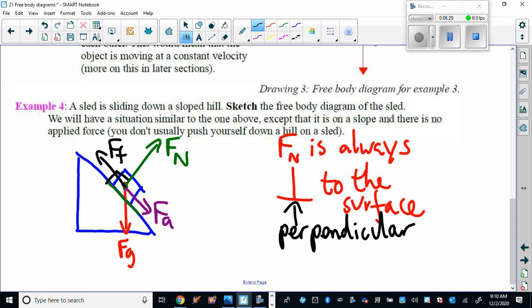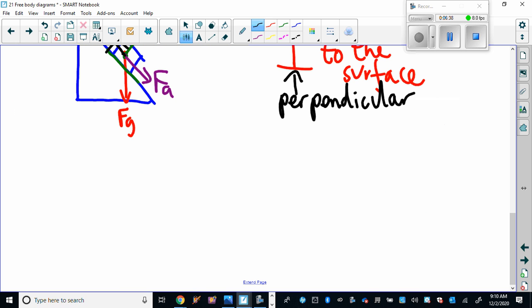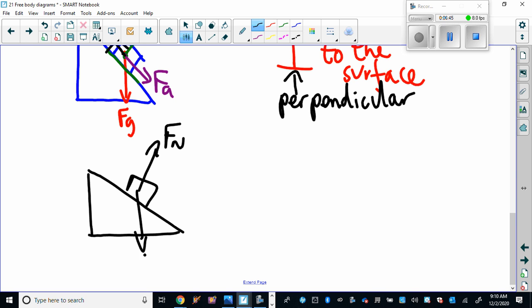Okay, so there's a free body diagram for that sled going down the hill. And note, as a point of interest, if I was pushing the sled up the hill, I'd still get my normal force going this way, still get my force of gravity going this way. But if I'm pushing it up the hill, then my applied force is in this direction. And now my force of friction is in this direction, because the force of friction is always opposite to the direction of motion. So they reverse if the object is going up the hill.